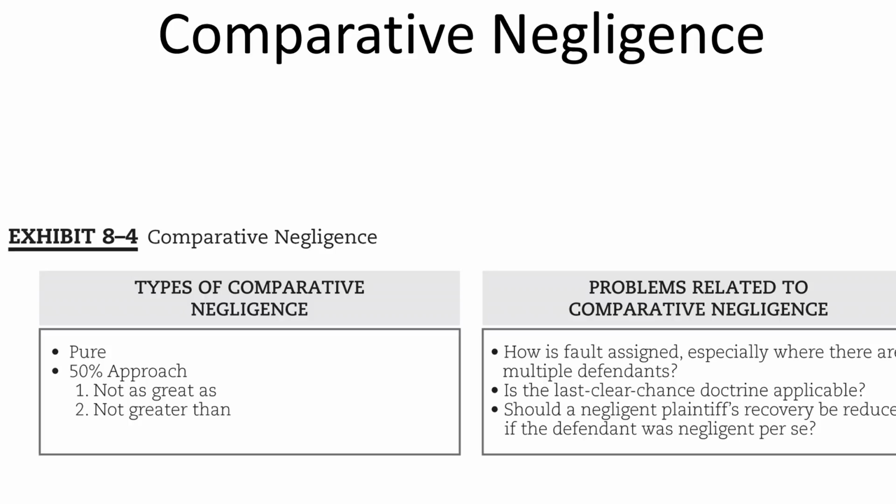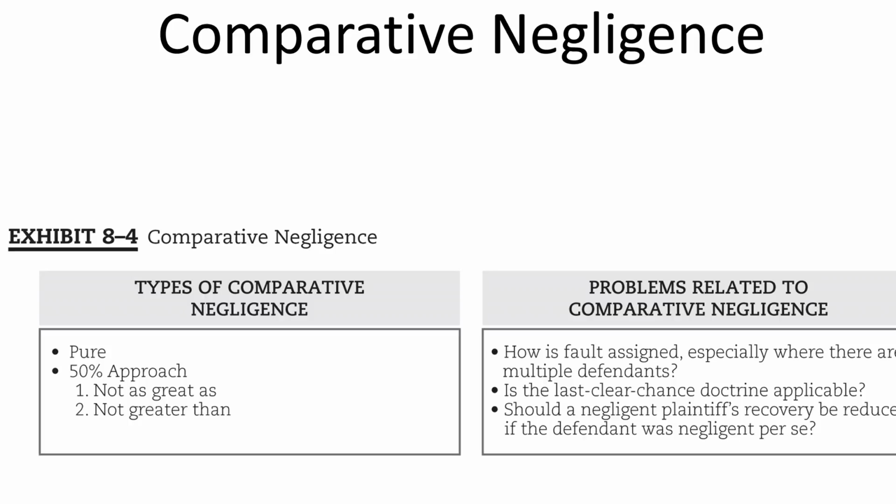So under the 50% approach, there's a further breakdown of the not as great as and the not greater than. So under the not as great as, this is the 49% and under. If they're 49% or less contributorily negligent to his or her injuries, then they will be able to recover. But if they're at 50% or higher, then they will not be able to recover. So that's under the not as great as. Now, under the not greater than, if they are 50 and 50, then they will still be able to recover.